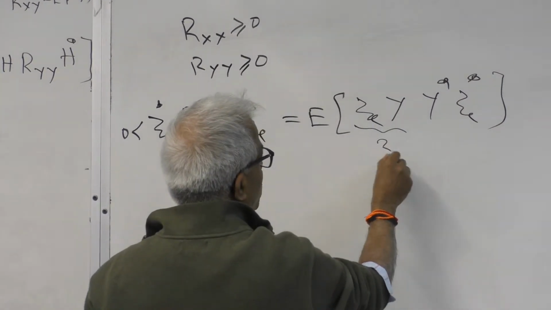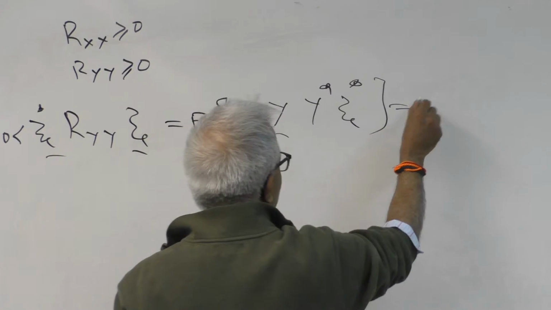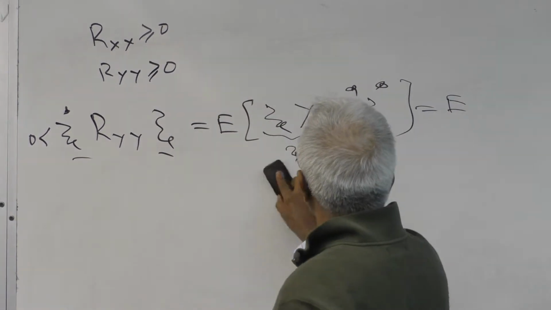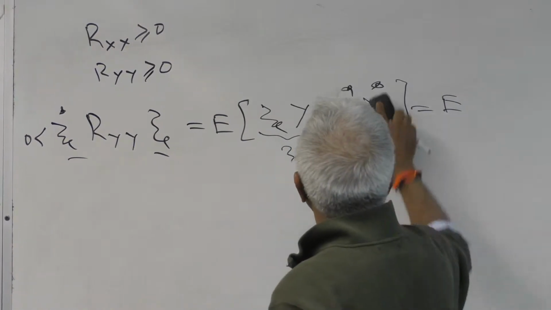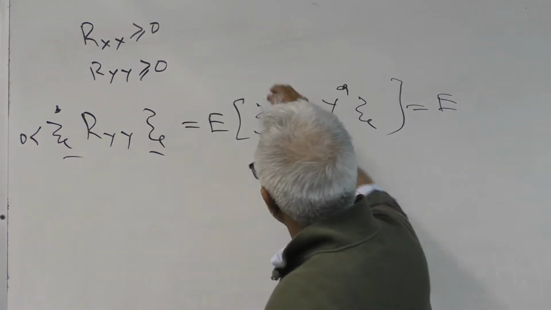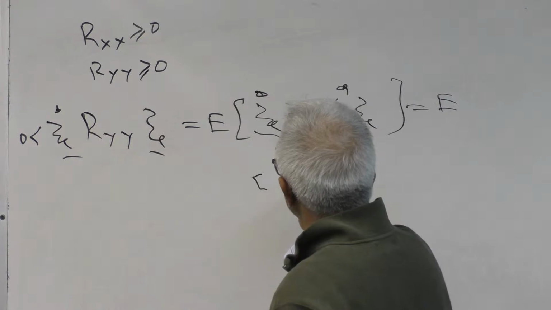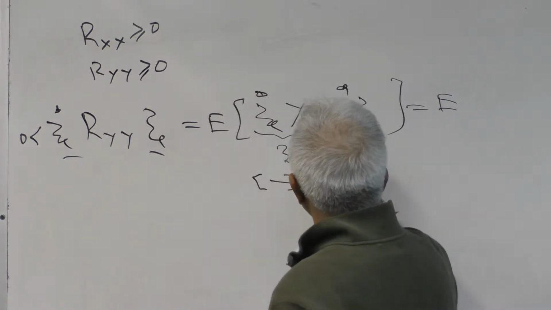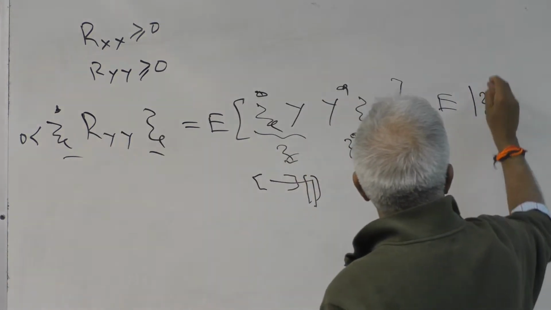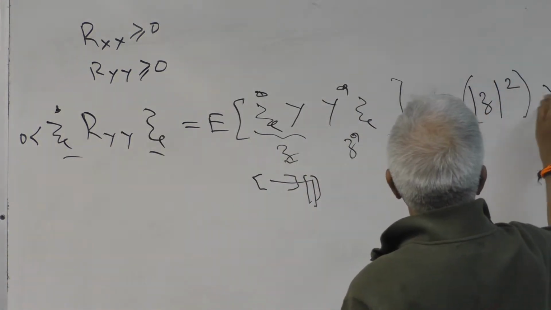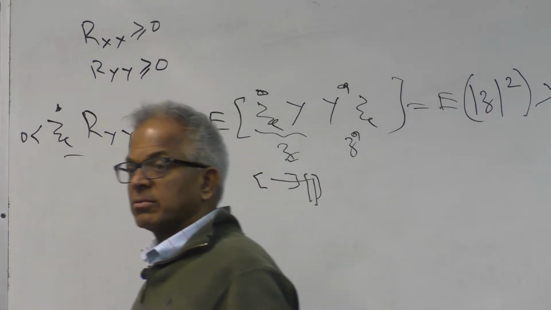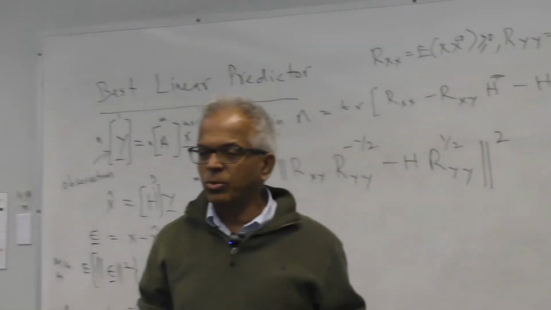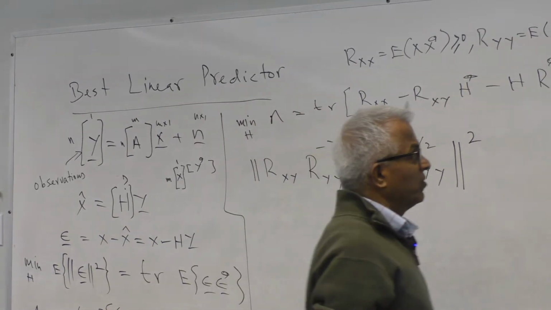So if I call this a vector z, this turns out to be an expected value. Remember, this is not a vector, this is a scalar now, because psi star is like this, y is like this, so this multiplied by this is a scalar. This is the complex conjugate of that, so this is the expected value of some random variable that's positive. The same thing is true for RXX. RXX and RYY are positive definite matrices.